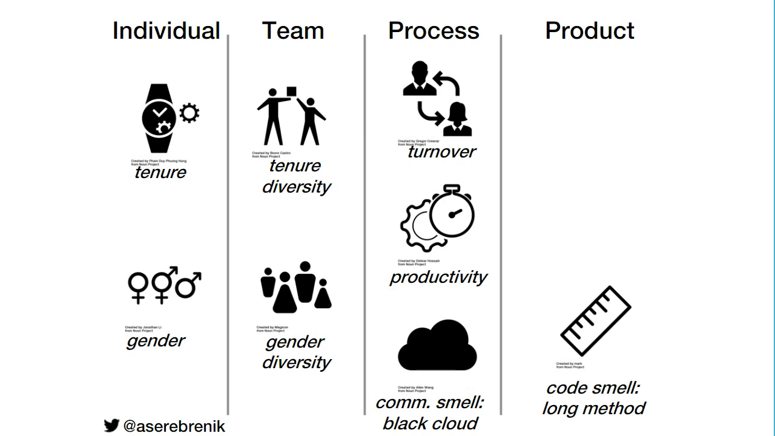Once we move from individuals to teams, we can talk about diversity with respect to each one of those individual attributes. Team composition can be expected to influence the process the team is going through, for instance, how productive the team is, or are there many people leading the team and joining it, or are there suboptimal communication patterns, such as, for instance, a black cloud. So a black cloud is a suboptimal communication pattern, so-called community smell, where there is so much communication going on that participants cannot distinguish useful information from the useless one, signal from noise.